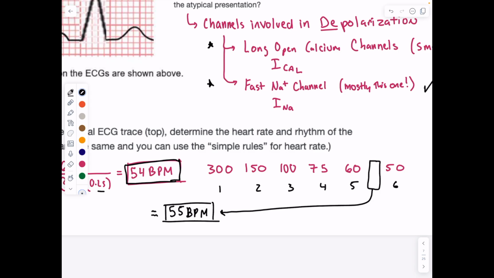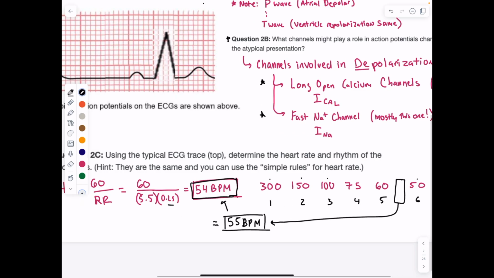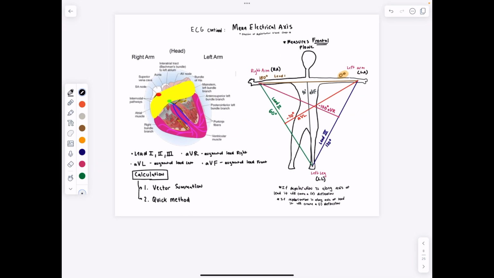All right, so we have a second method, the quick method, the simple rules. You remember these numbers: 300, 150, 100, 75, 60, 50. We counted 5.5 boxes. If it's one box, it's 300 beats per minute. That seems like it's probably a hummingbird or something that produced this ECG. If it's two boxes between the R's, it's 150 beats. That seems reasonable. Three is 100, four is 75, five is 60, six boxes is 50. We're at approximately 5.5 boxes, so halfway between 50 and 60 is 55, which is pretty close to our calculation. So that's pretty good. All right, the next concept was mean electrical axis.